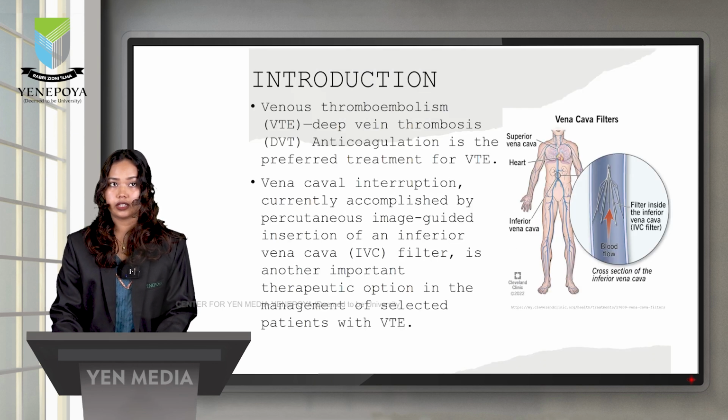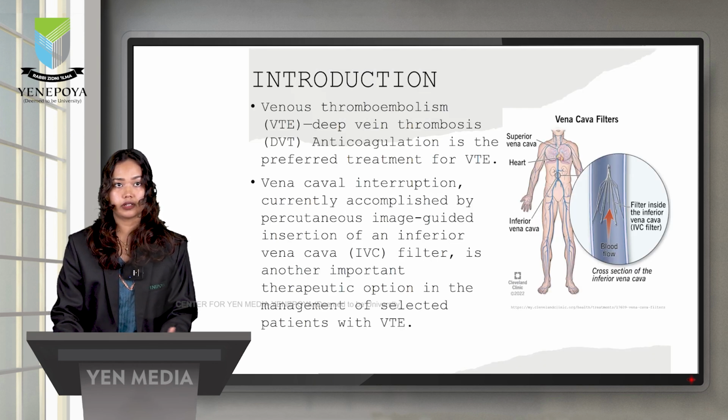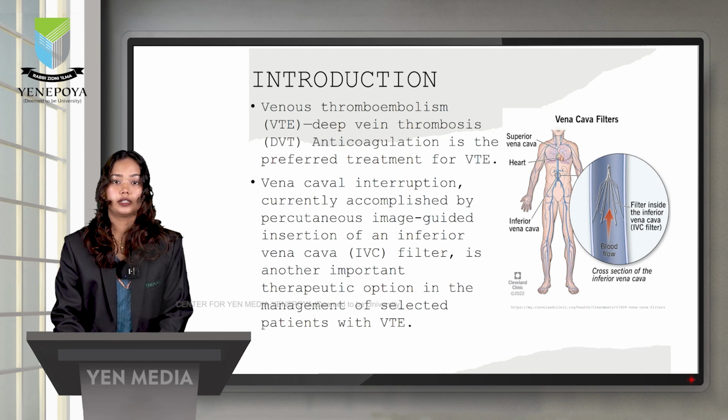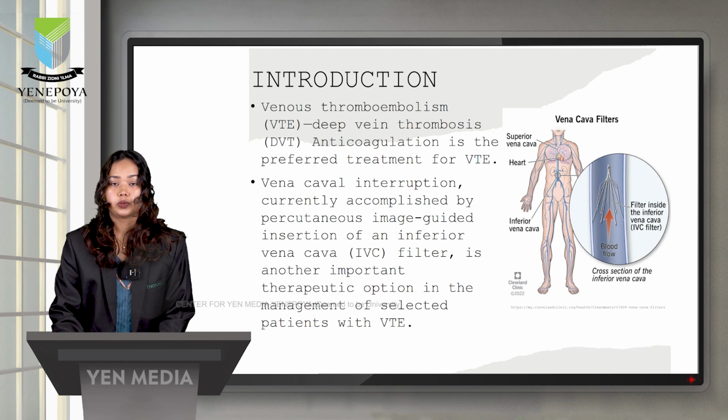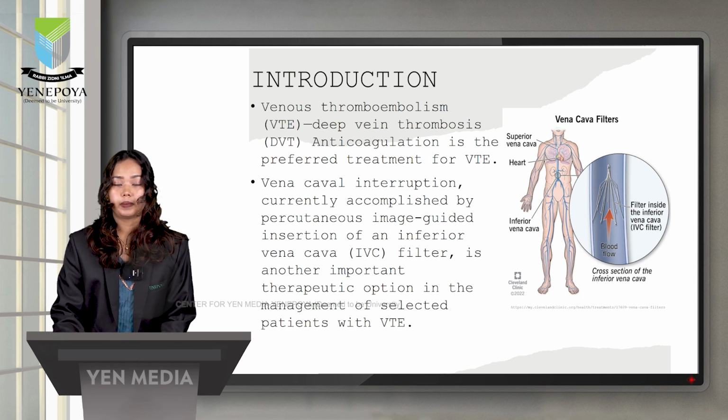So coming to the introduction, before briefing about IVC filter, we should know about venous thromboembolism. It includes DVT, that is nothing but deep vein thrombosis, and pulmonary embolism. Deep vein thrombosis refers to blood clots in the deep veins of our body. Deep veins are specifically seen in arms, legs and pelvic regions. Pulmonary embolism is a life-threatening condition in which the clot might break off and migrate to different parts of the body. These DVT and pulmonary embolism are mainly treated with anticoagulants.